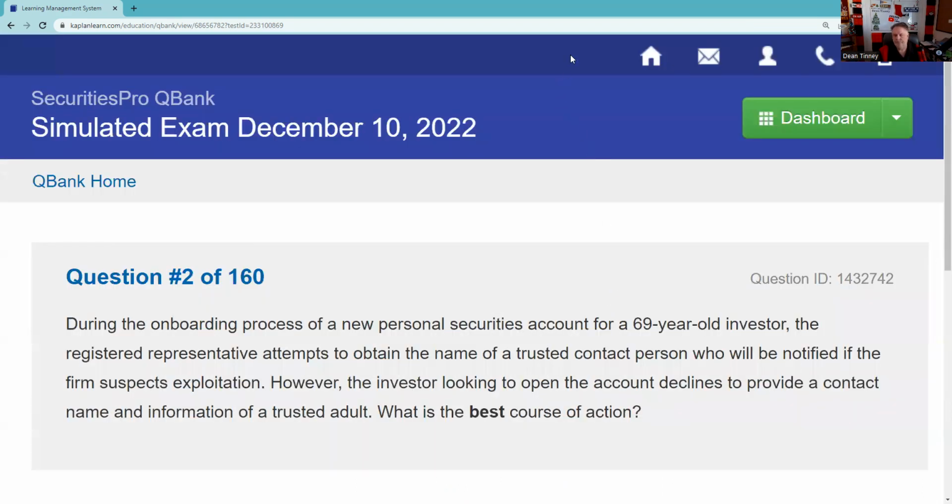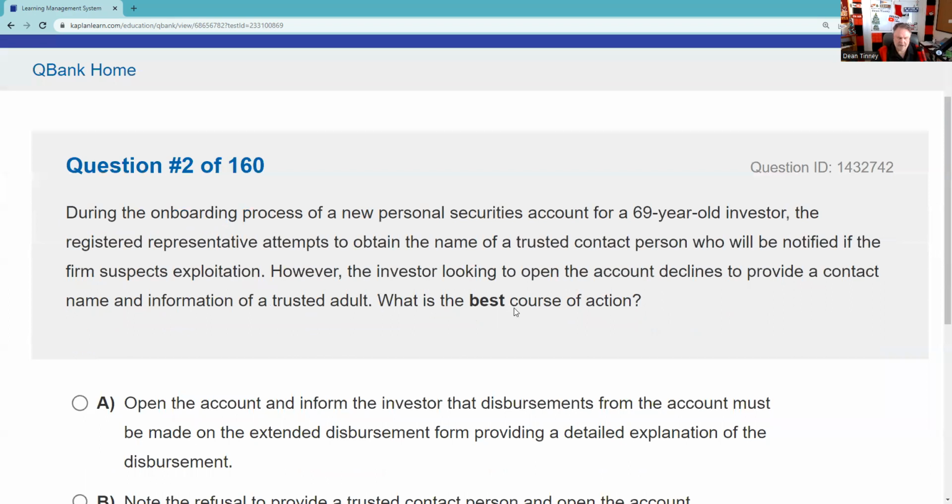Question 2. During the onboarding process of a new personal securities account for a 69-year-old investor, so that's over 65, and we're worried about seniors being exploited, we have to have something in our WSPs about how we're going to protect seniors. The registered rep attempts to obtain the name of a trusted contact person who will be notified if the firm suspects exploitation. However, the investor looking to open the account declines to provide a contact name and information for a trusted adult. What is the best course of action?